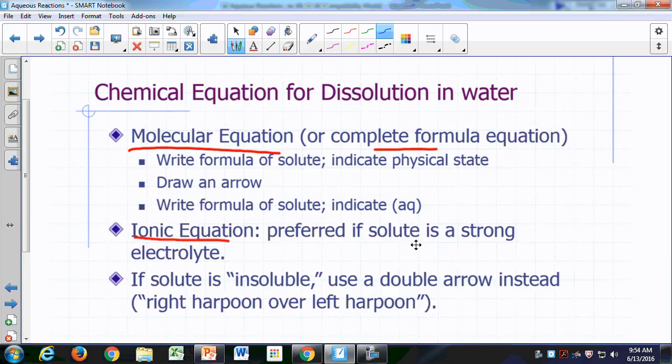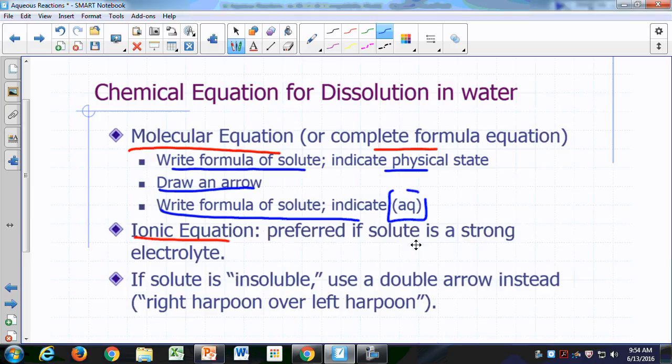All you really have to do is write the formula of the solute and indicate its physical state. The solute that you actually added to the water: was it a solid, liquid, or gas to begin with? Write the formula, and then in parentheses S, L, or G to indicate whether it's a solid, liquid, or gas. Then you draw an arrow, and then you write the same formula on the right-hand side, but label it AQ.